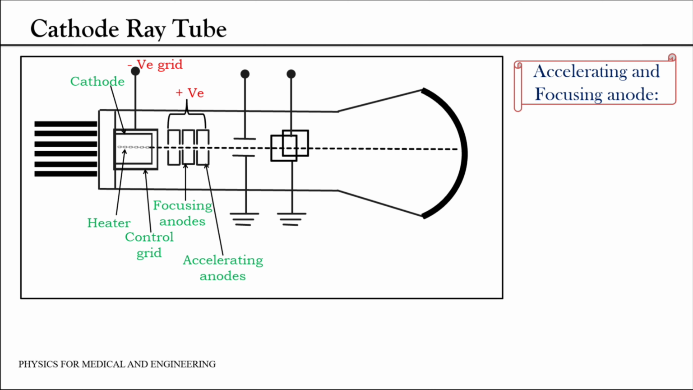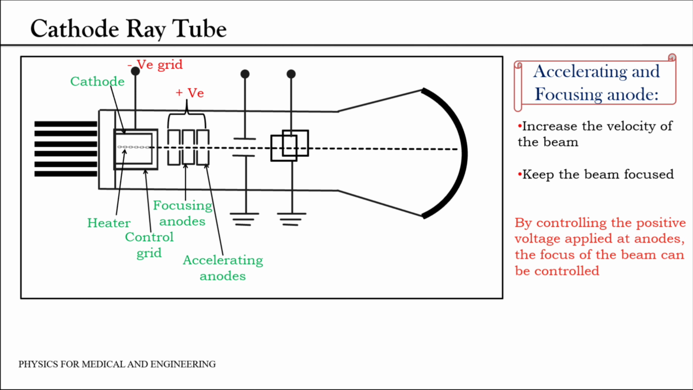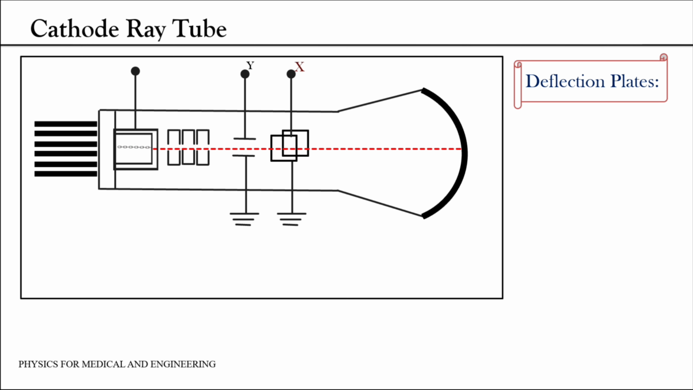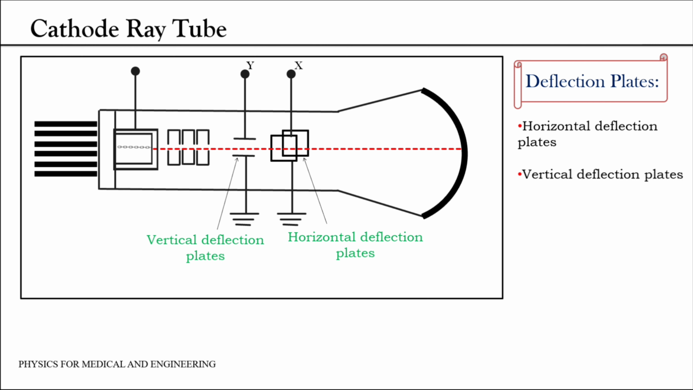This electron beam is then passed through the set of accelerating and focusing anodes. These anodes are supplied with high positive voltage, increase the velocity of the beam and keep the beam focused. Thus, by controlling the positive voltage applied at the anodes, the focus of the beam can be controlled. The next section is the deflection plates. A focused beam with a very high velocity is then passed through X and Y deflection plates. These are nothing but the horizontal deflection plate and vertical deflection plate respectively. The forces on both plates are controlled such that the waveform will be displayed on the screen.